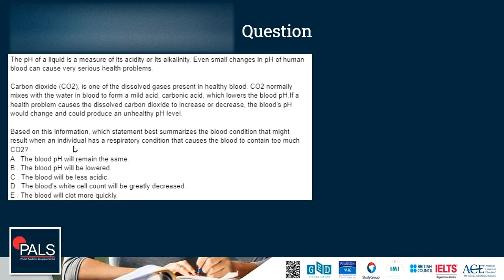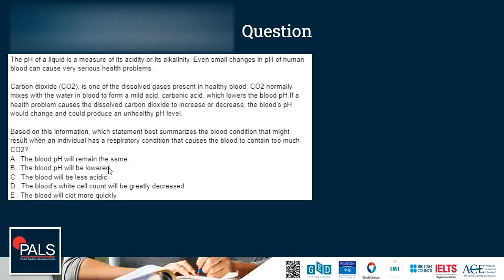So if the carbon dioxide is too much in the blood, that means carbon dioxide increases. Increasing carbon dioxide means more carbonic acid is produced, which means it will lower the blood pH and it becomes more acidic. So the correct answer here is answer B. More carbon dioxide, more carbonic acid, more acidic, which means lower pH.